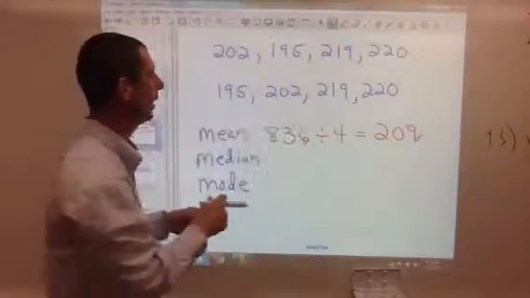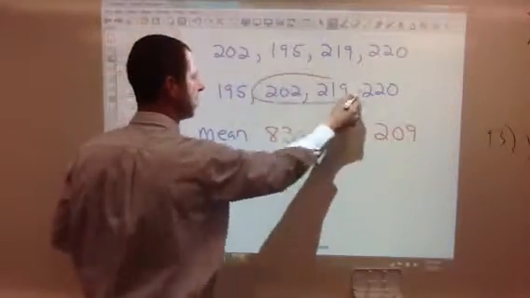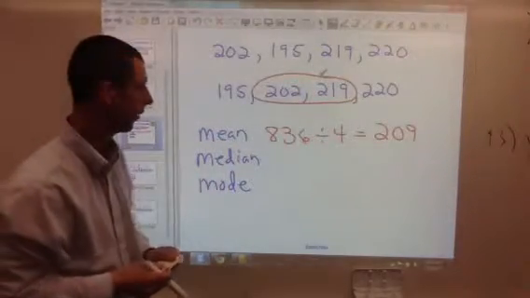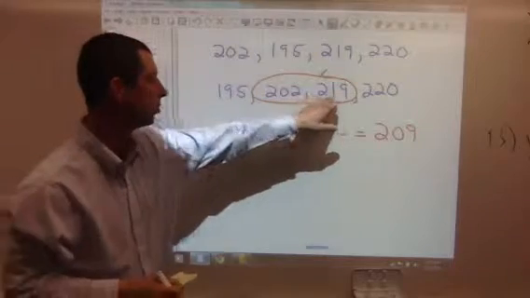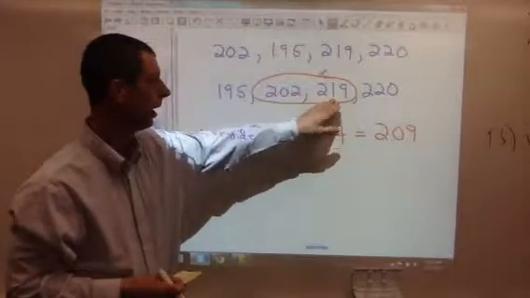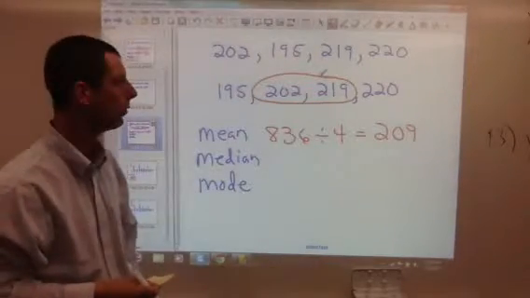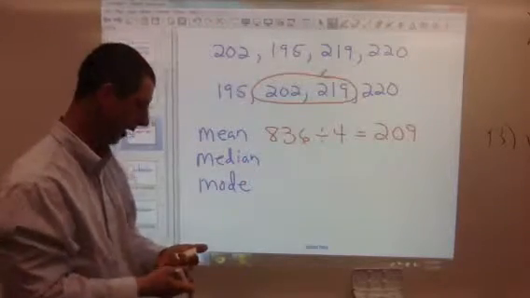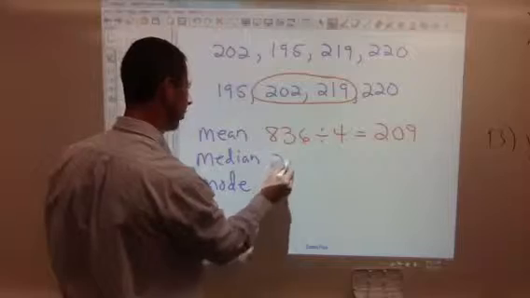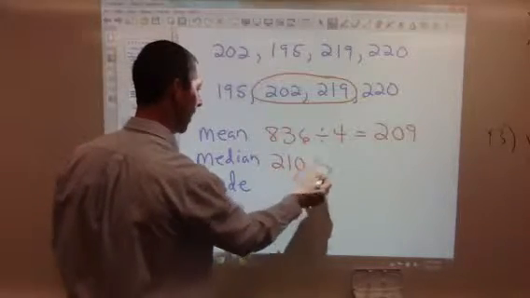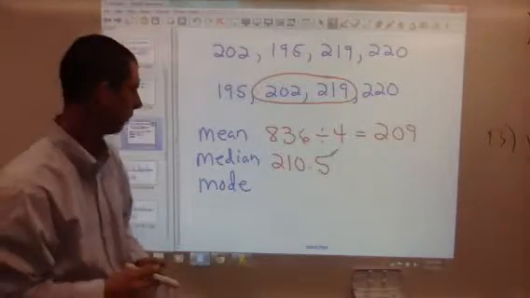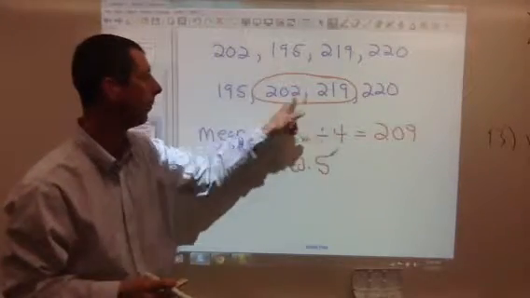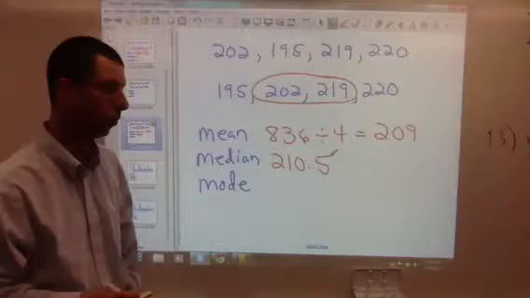So what we have to do is take these 2 items and find the average, or the middle, of those. So we would add these 2 numbers up and divide by 2. We would find the mean, basically, of those 2. And when we do that, that comes out to 210.5. So the median in this case would be 210.5. Once again, we add them up and we divide by 2.